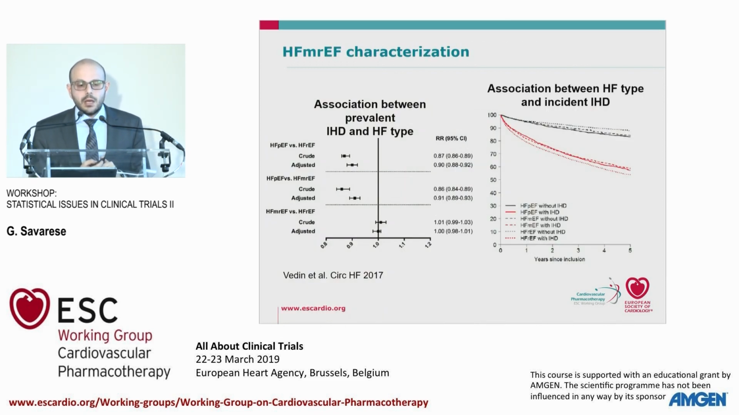We have also used SWEDE-HF in order to characterize heart failure with mid-range ejection fraction, since this kind of phenotype has been introduced in the guidelines a few years ago, and not so much was known about patients with ejection fraction between 40 and 50, because they were constantly excluded from randomized controlled trials. So in this paper, we tried to understand whether these patients were more similar to HFpEF or more similar to HFrEF regarding ischemic heart disease. And we observed that actually HFmrEF patients are very much similar to HFrEF patients regarding prevalent and incident ischemic heart disease.